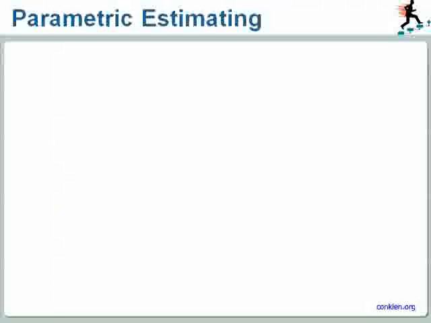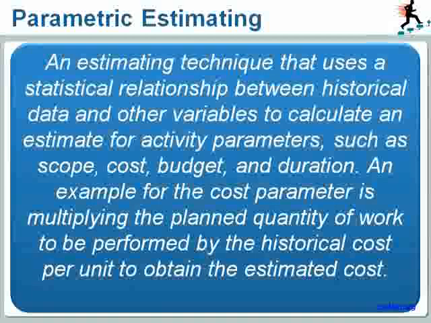Here is the definition of parametric estimating. This is an estimating technique that uses a statistical relationship between historical data and other variables to calculate an estimate for activity parameters, such as scope, cost, budget, and duration. An example for the cost parameter is multiplying the planned quantity of work to be performed by the historical cost per unit to obtain the estimated cost. Let's take a look at what this really means.